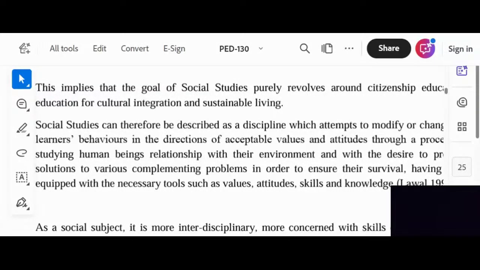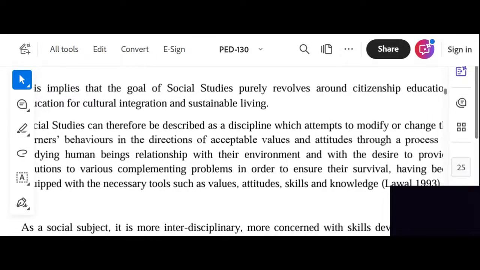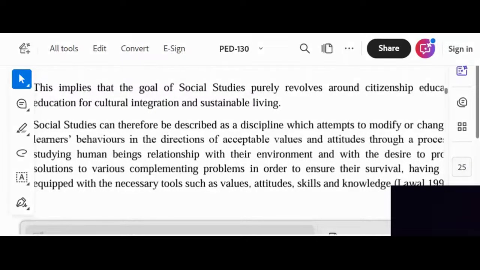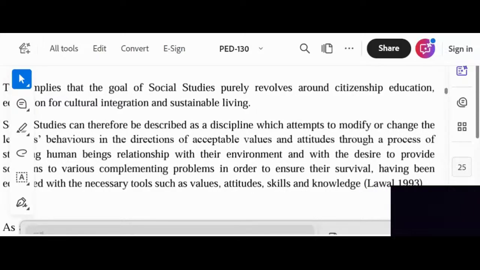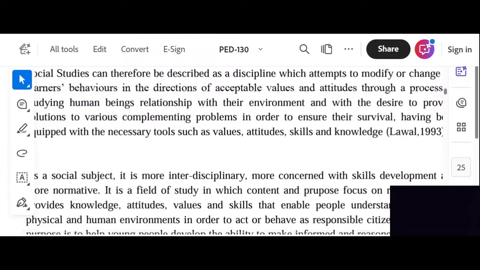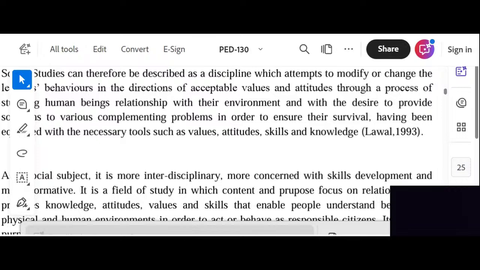Let's take it carefully. Social studies can therefore be described as a discipline which attempts to modify or change learners' behaviors in the direction of acceptable values and attitude through a process of studying human beings' relationship with the environment, and with the desire to provide solutions to various complementing problems in order to ensure their survival, having been equipped with the necessary tools such as values, attitudes, skills, and knowledge. That is according to Lawal in 1993.